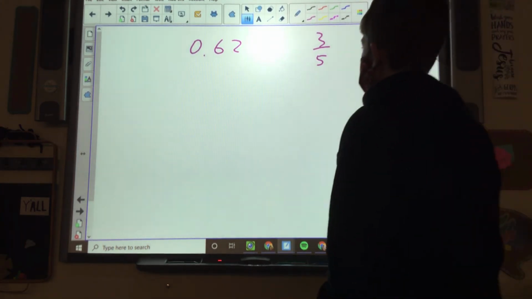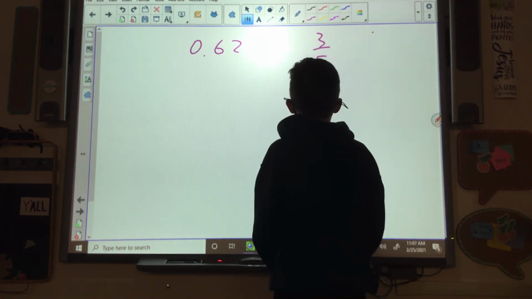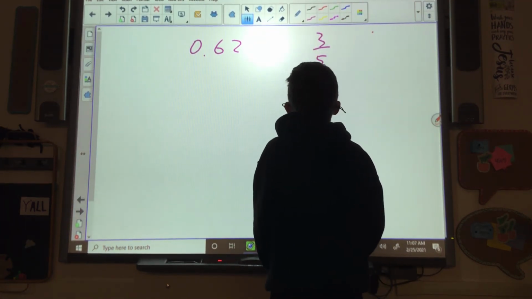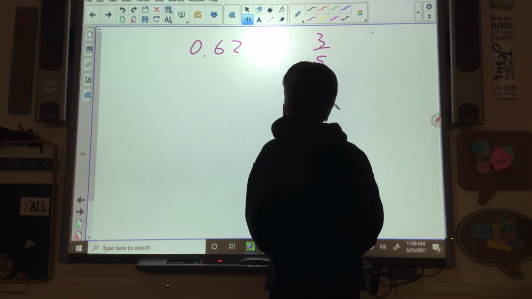I'm gonna do decimal. Okay. Do the other one on there, and then when he's done, you can do it. You want to do it in fractions or decimals?